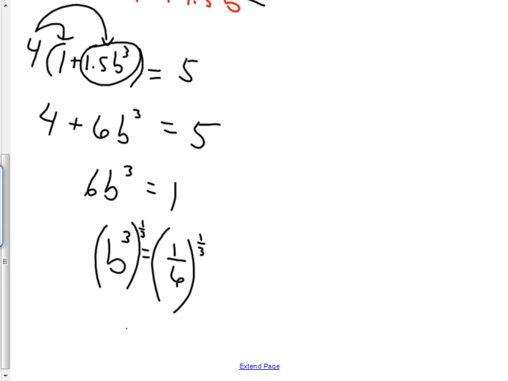Definitely a case of the calculator coming in handy. 1/6 to the 1/3 power. Grab the calculator, type it in, see if you're one of the people who gets it right this time. I'm going to have you show yours to somebody else, so make sure you've got it in your calculator. 1/6 to the 1/3 power.